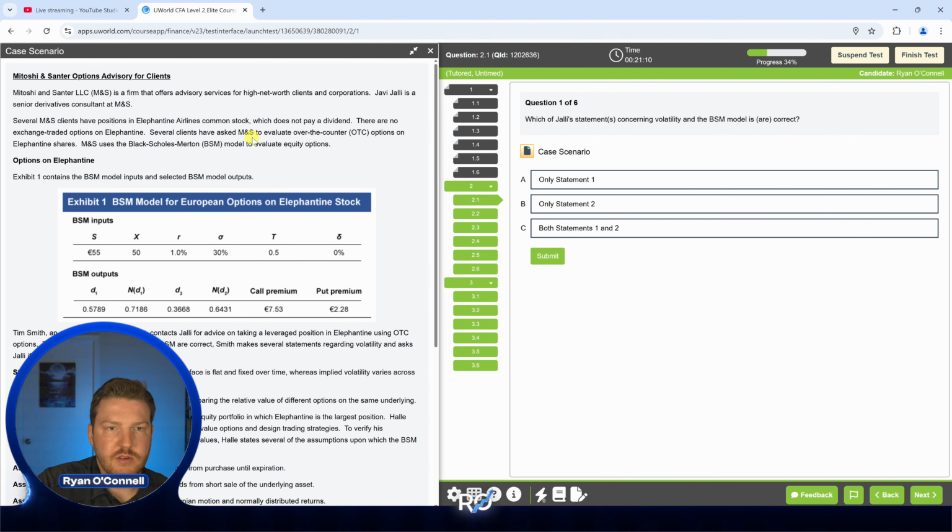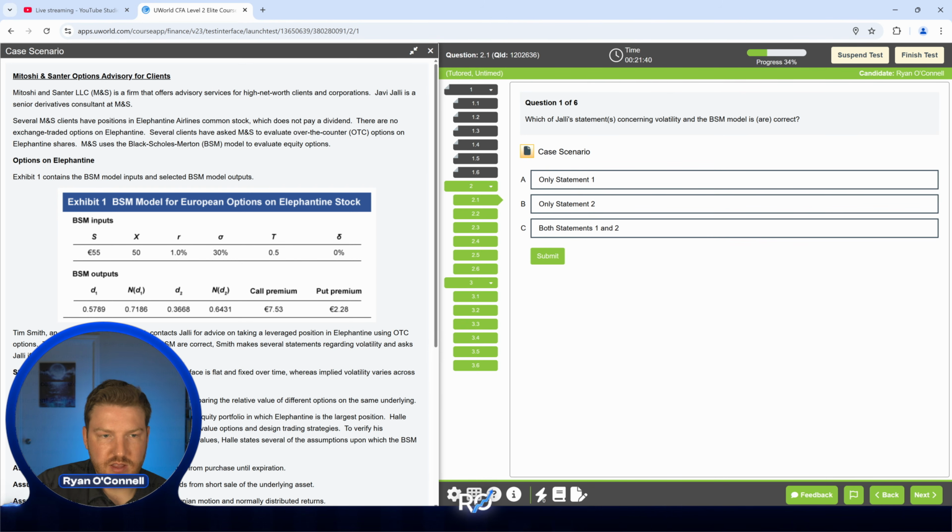Several of the clients have asked to evaluate the OTC options, and we're going to use Black-Scholes-Merton to analyze these things. So our first question says, which of this person's statements concerning volatility and the Black-Scholes model is or are incorrect? So let's go look at these statements. This is just some thing about how they're talking to each other, and then they make these two statements.